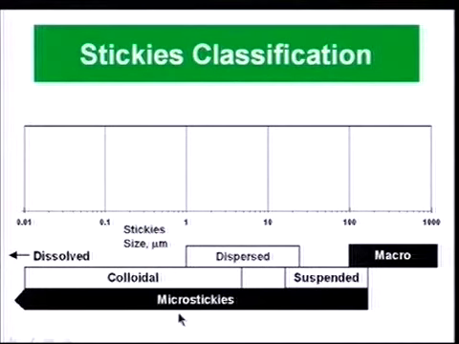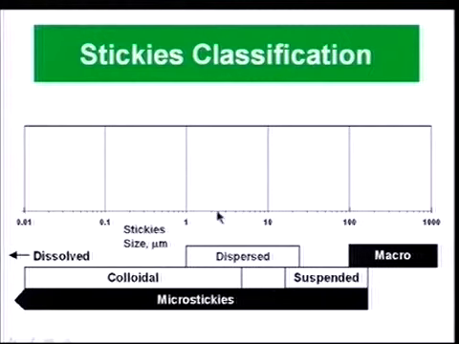Just to go through the classification here, we have a scale from 0.01 micrometer on the left, and logarithmic scale going up to 1000 micrometer. And those stickies which are larger than 100 micron are classified as macro stickies. Suspended stickies mostly deposit on hydrophobic media, and they are classified in the range of about 20 to 110, 120 micron. Then you have dispersed stickies in between 1 micron to about 20 micron.